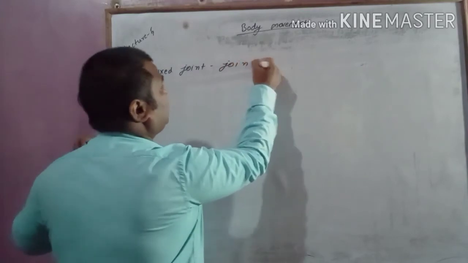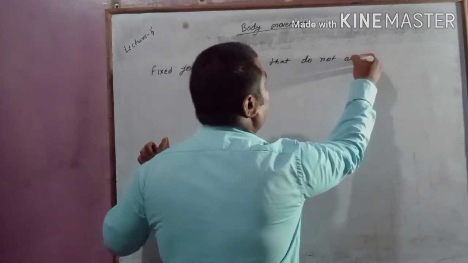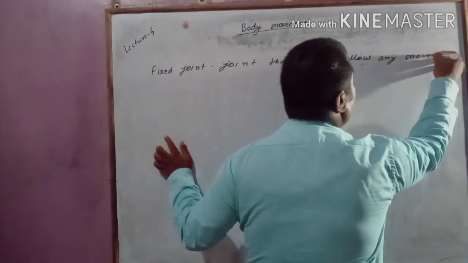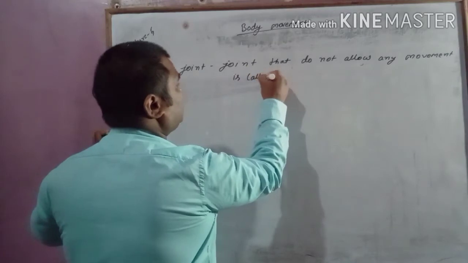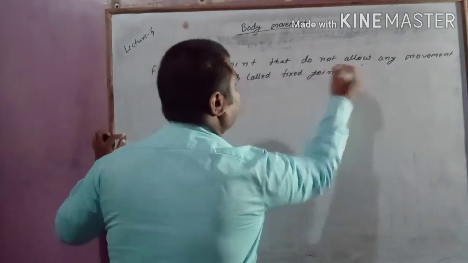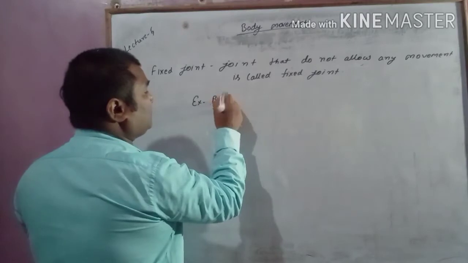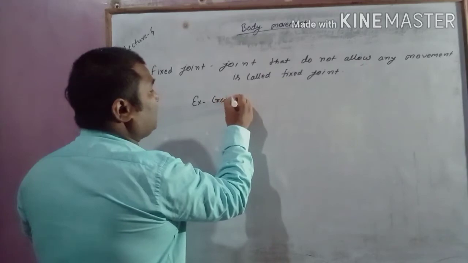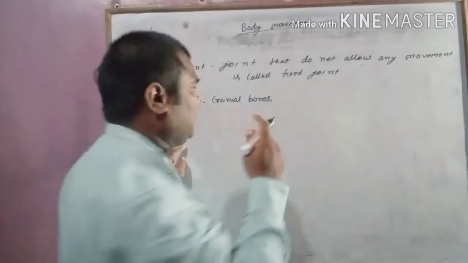A joint that does not allow any movement is called a fixed joint. Example: cranial bones, meaning the bones of the skull.